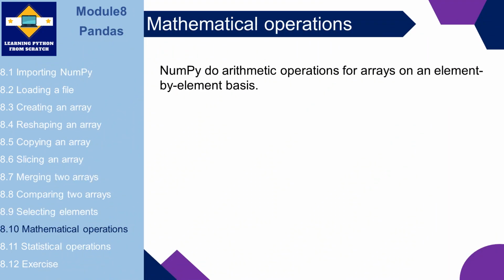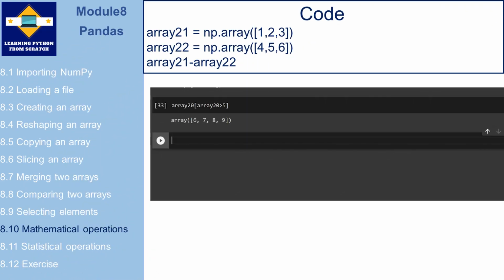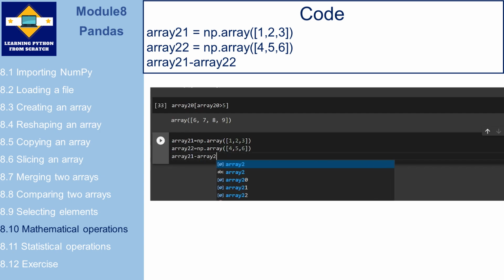Numpy does arithmetic operations for arrays on an element-by-element basis. Remember, when we do arithmetic operations for arrays, the arrays being operated on should have the same shape. As array 21 has 1 row and 3 columns, array 22 should also have 1 row and 3 columns. Here, when you type array 21 minus array 22, you should be able to see that the difference of each number is -3.